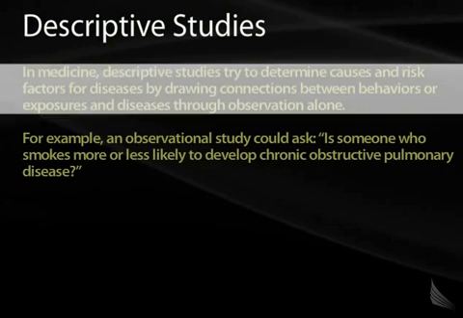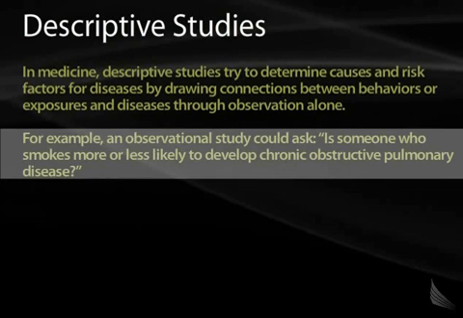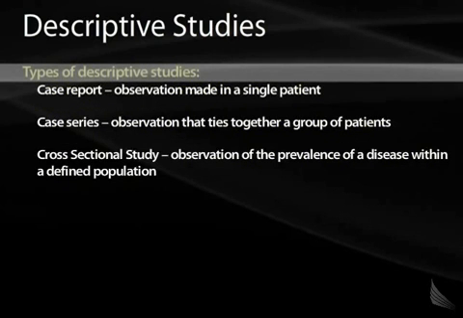Descriptive studies. In medicine, descriptive studies try to determine the causes and risk factors for diseases by drawing connections between behaviors or exposures and diseases through observation alone. For example, an observational study could ask, is someone who smokes more or less likely to develop chronic obstructive pulmonary disease? There are several types of descriptive studies.